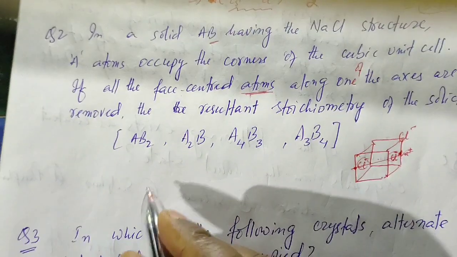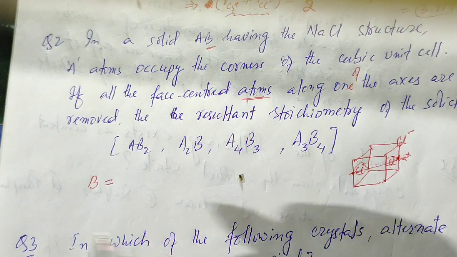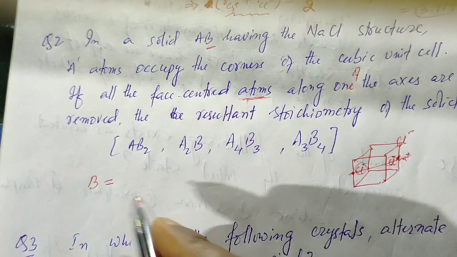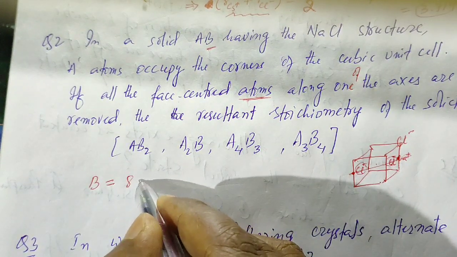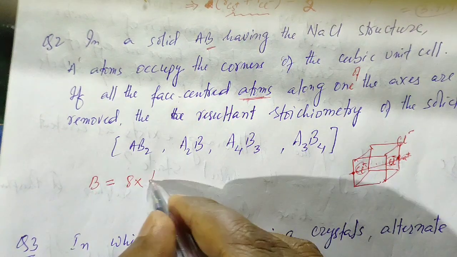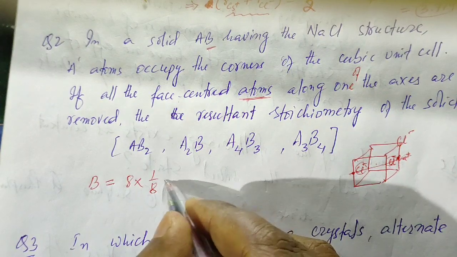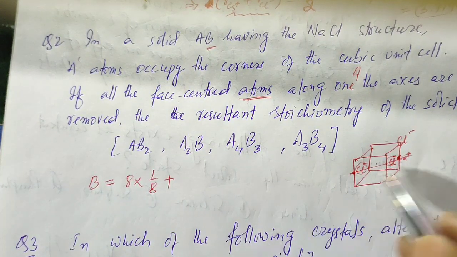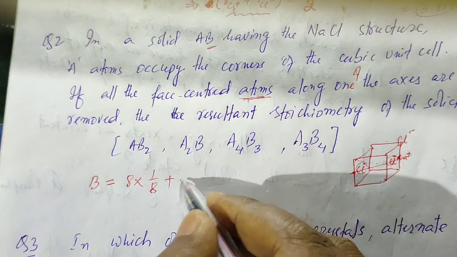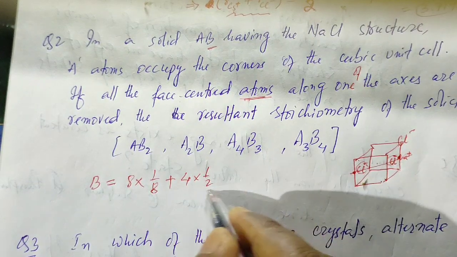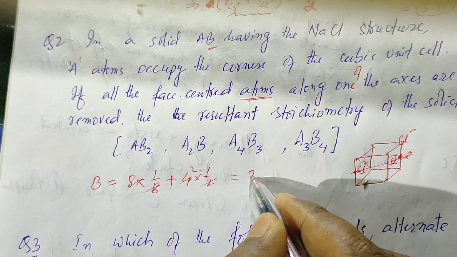Now we need to calculate how many chloride ions here, B. Number of B atoms per unit cell will be equal to: corner atoms are not removed, therefore the number of corners is 8 and the contribution of corner atom is 1 by 8. This is 8 into 1 by 8, plus 2 face center atoms are removed, so only 4 face centers will be left. So 4 into 1 by 2, this is the contribution of face center atom. This is 1 and this is 2, so the number of B atoms per unit cell is 3.